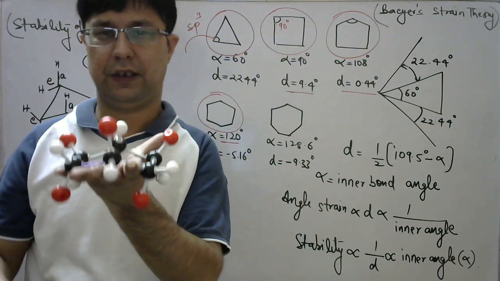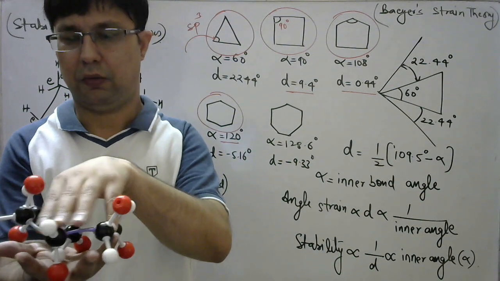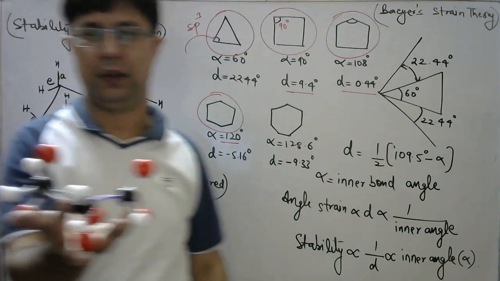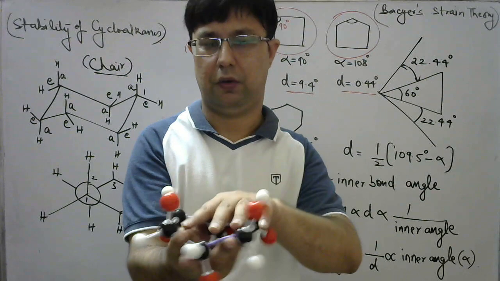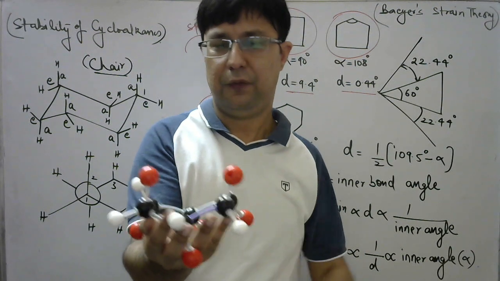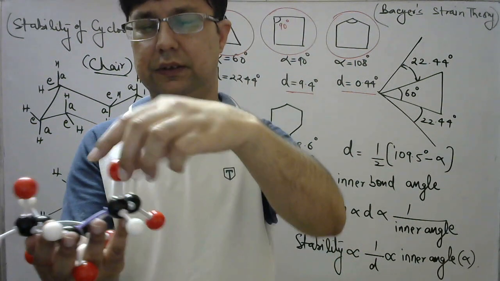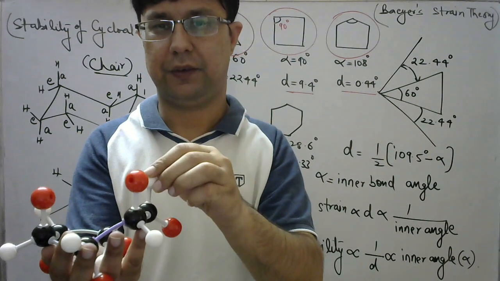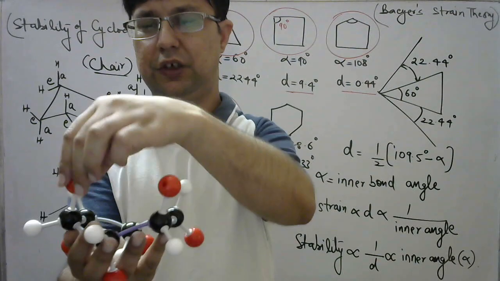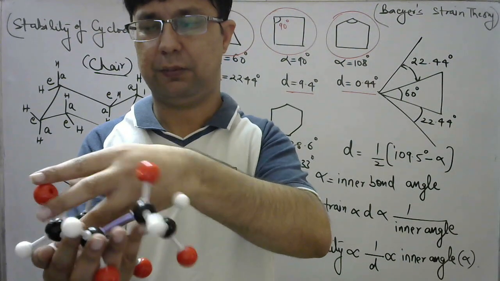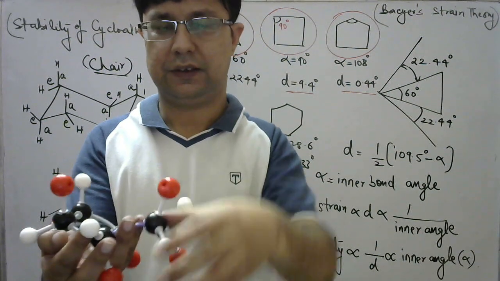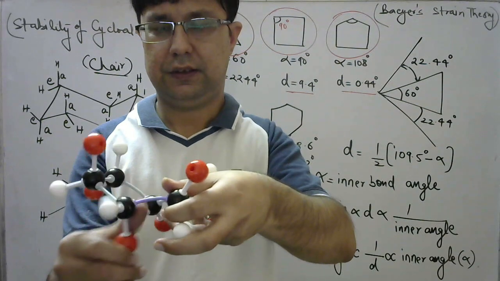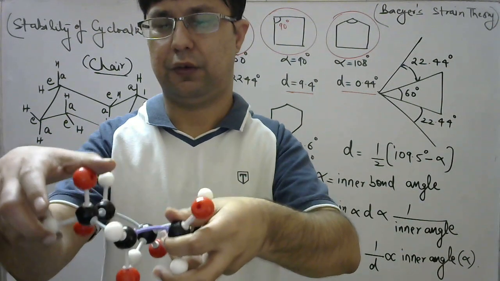What is this called? This is called the boat form of the molecule. What do we call it? We call it the boat form of the molecule. If we analyze, this CH bond is eclipsing the CH bond that is present behind it. This CH bond is eclipsing this CH bond present behind it. The same thing goes for this CH bond, this CH as well as for this CH.